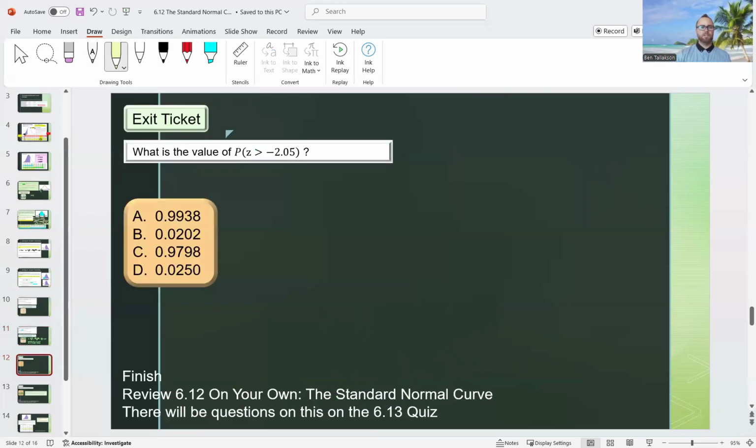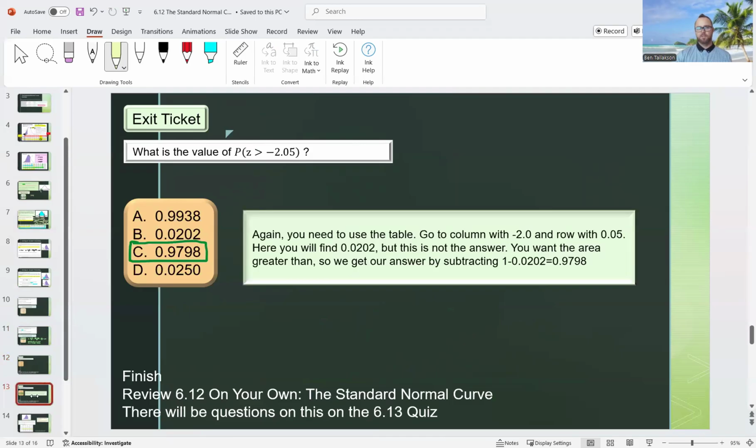And our exit ticket for today, what's the value of the probability of z being greater than negative 2.05? The answer is C. Once again, you need to use the table. Remember the process. You go to the column with negative 2.0 and the row with 0.05. And here you will find this value, 0.0202.